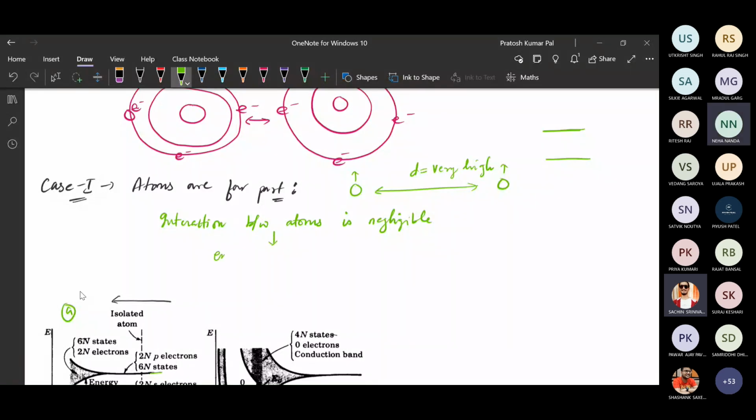We can write that the energy levels will coincide with the individual atom, or we can call it isolated atoms.